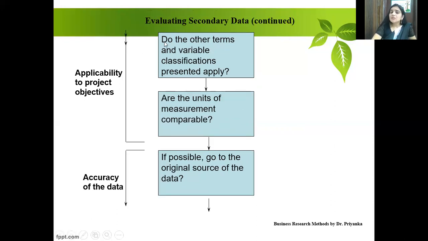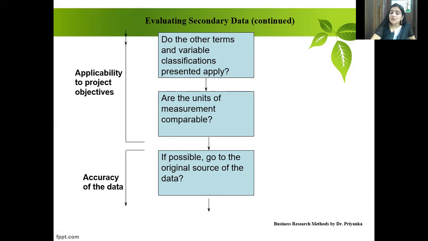Then do the other terms and variables classifications presented apply or not? Are you comfortable with the terms and variables used in the secondary study with your current project or not? That is to be checked. If it is a yes, then you will be checking whether the units of measurement are comparable or not. Units of measurement should always be comparable. Otherwise, there is no use using that particular secondary data. You can even modify the data as per the units of measurement as per your comfort, if those are measurable and those are actually changeable. Otherwise it will be of no use. This is about applicability as per project objectives.